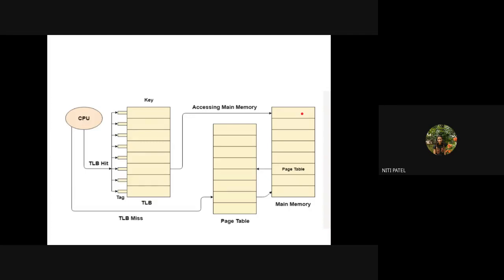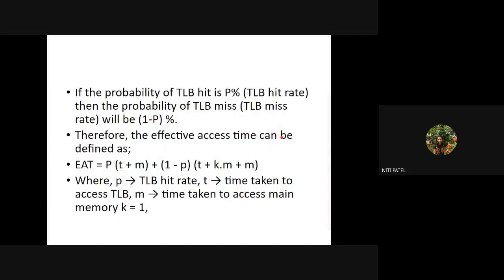So the address and the process in the form of key and tag are already stored inside the TLB table, and with the help of that, I am directly accessing the main memory. Clear up till here? Yes, ma'am. So what we do is find out the probability, or we call it the effective access time.